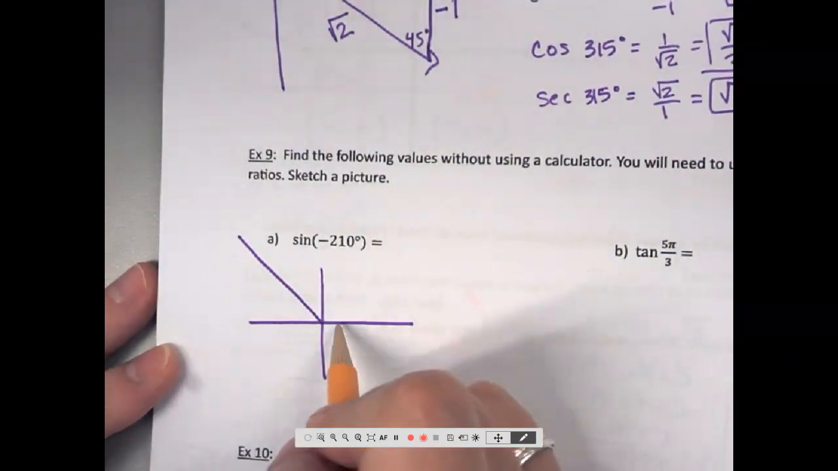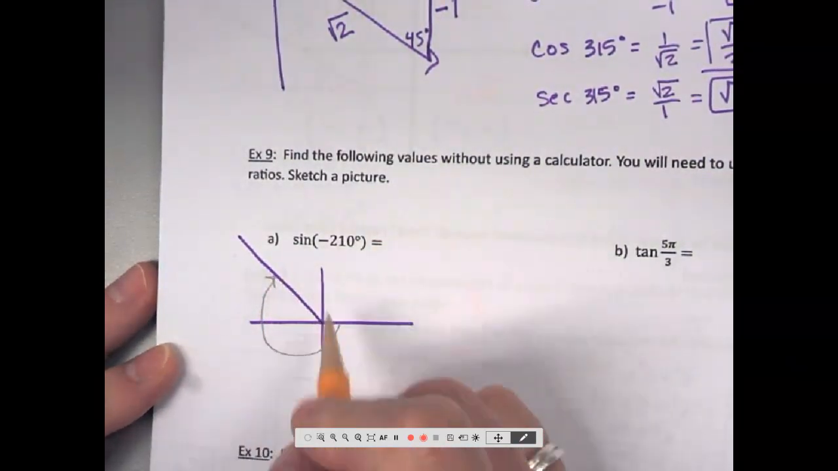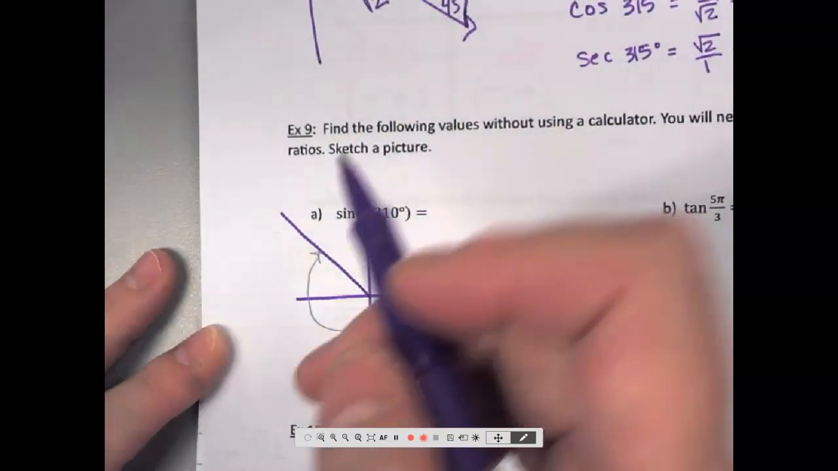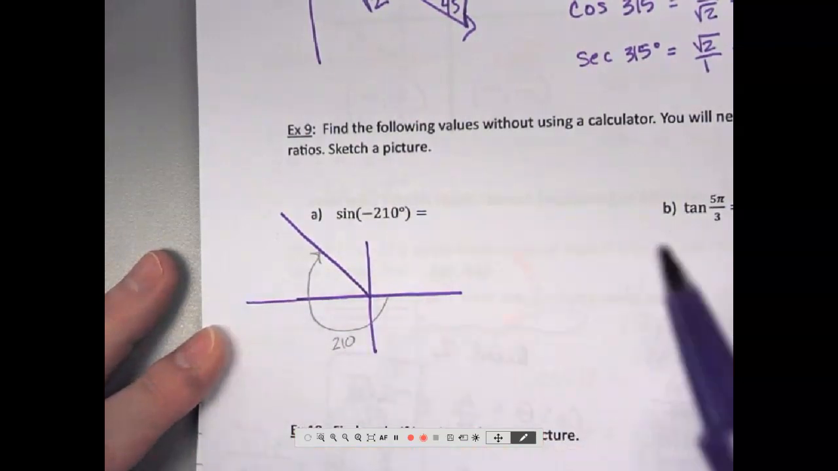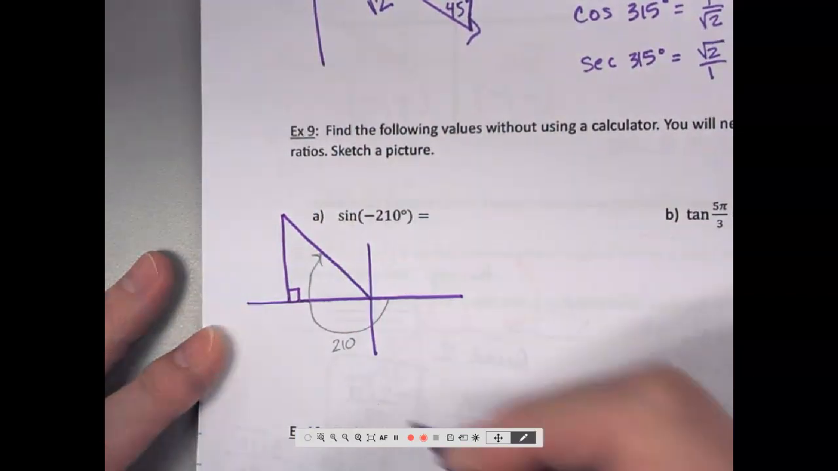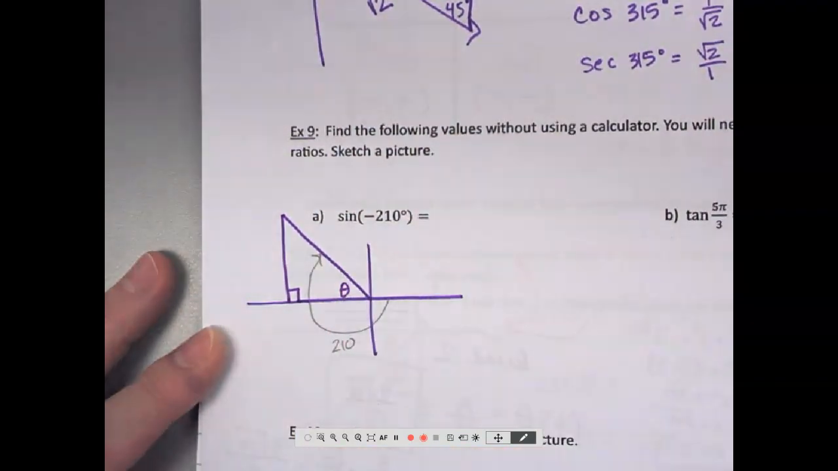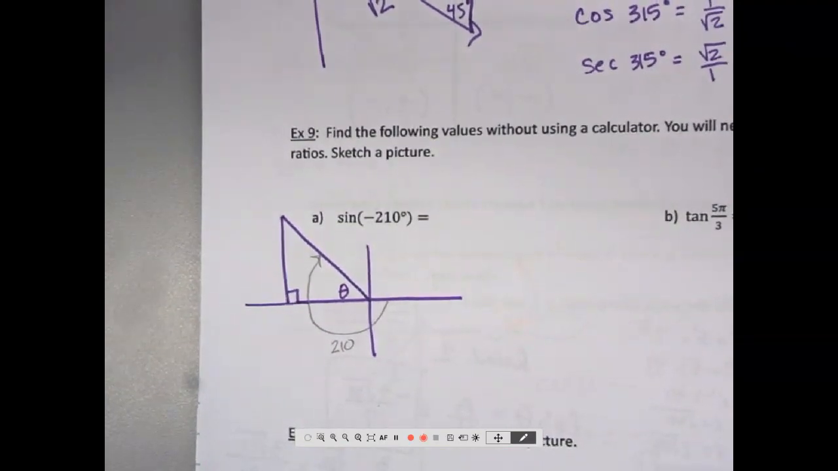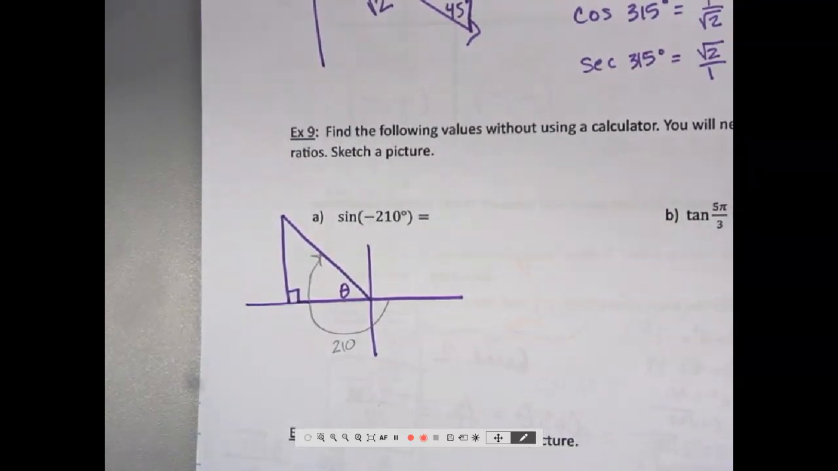Okay, if this was 210 degrees, my triangle that I want to form is always, always, always perpendicular to the x-axis, and I'm going to use this little reference angle theta that is up by the origin. How much is theta? 30. And how'd you find that?